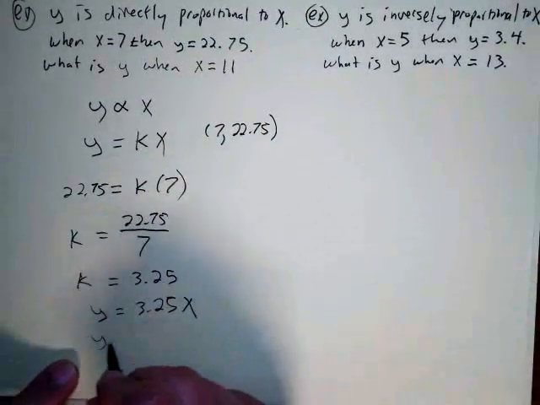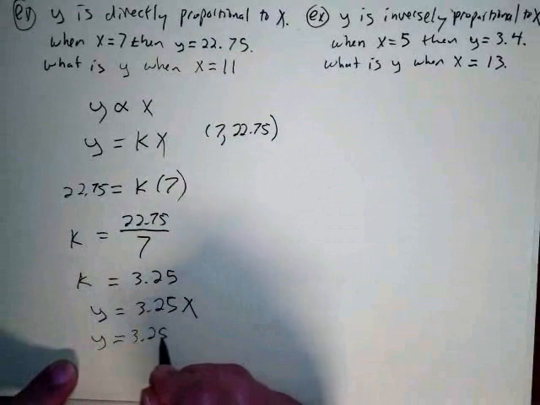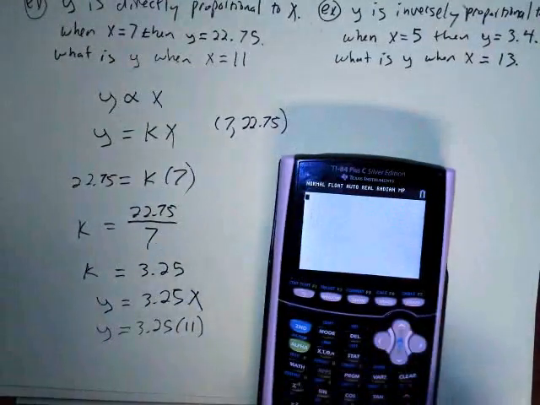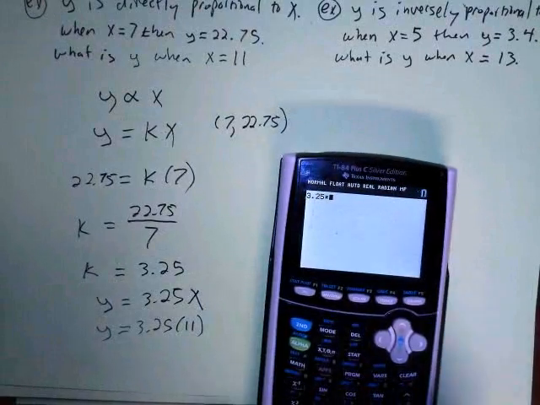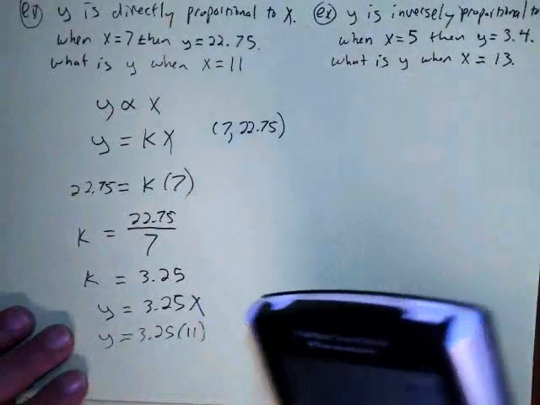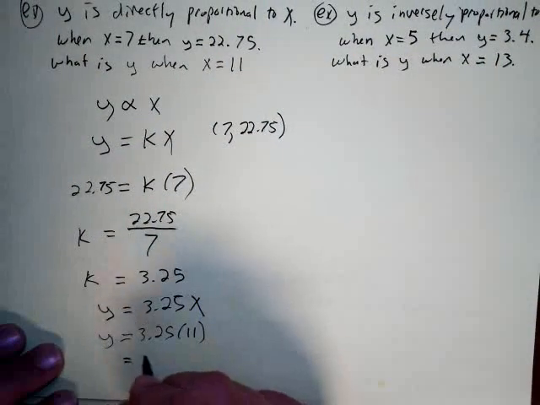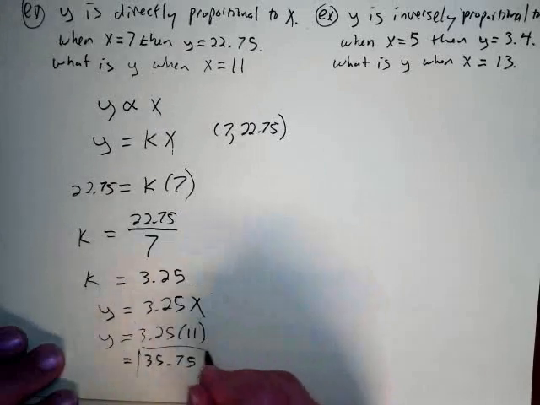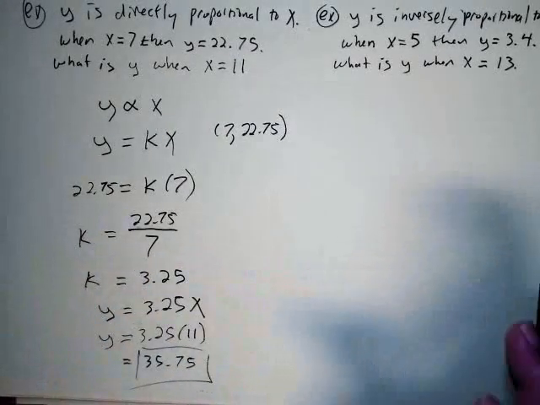So now I just plug that in. 3.25 times 11. So 3.25 times 11, and I get 35.75. Okay? So that's the idea.